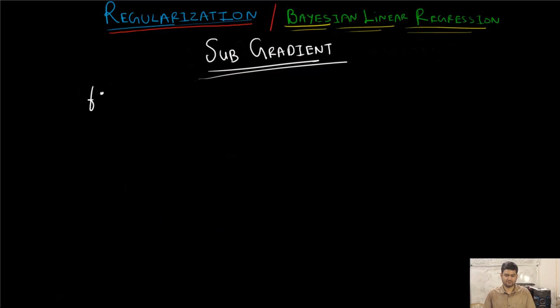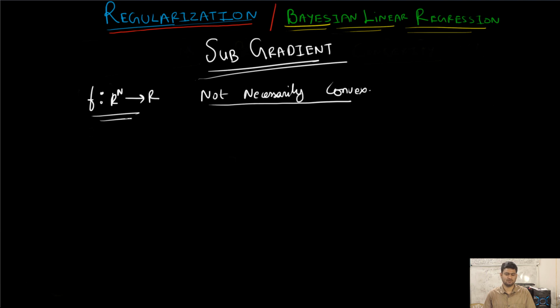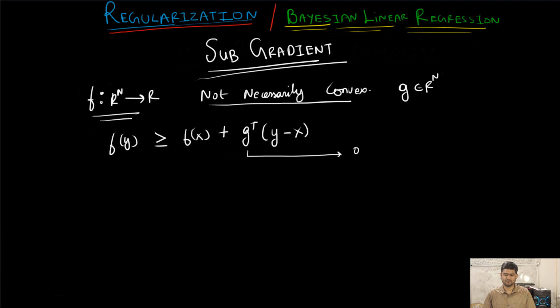Let's assume there's a function f, which is a mapping from an n-dimensional vector to a scalar, and it's not necessarily convex. Then a subgradient of the function f is any vector g such that f of y is greater than or equal to f of x plus g transpose times y minus x. We'll denote it by subscript g. It is a subgradient of the function at point x.